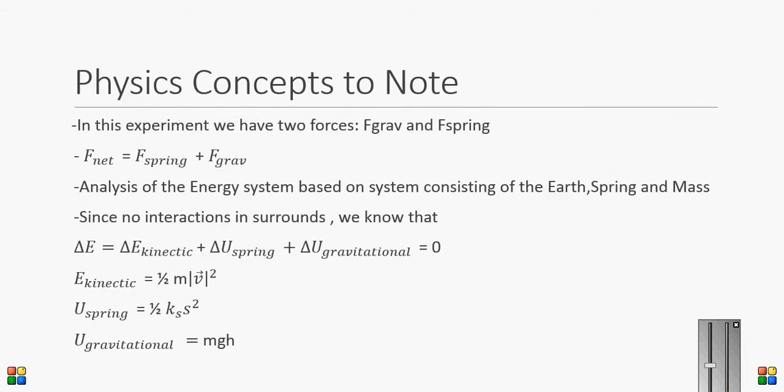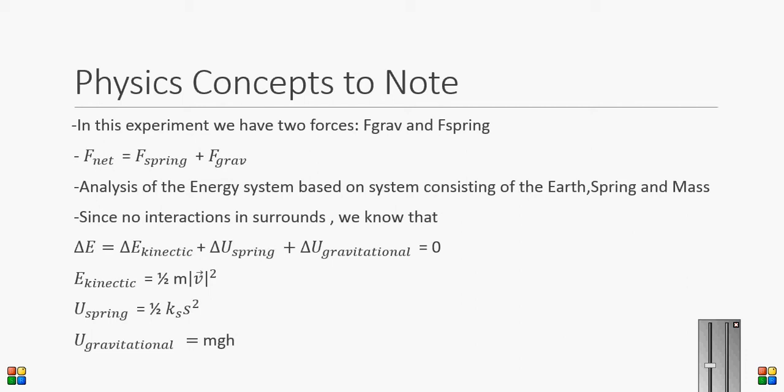principle. So we know from Newton's second law that F net is equal to the sum of our total forces. In this case, it would be the spring plus the gravitational force. We also know analysis of the energy system will be based on the Earth, spring, and mass. And since we have no interactions in our surroundings, we know that delta E would equal 0. Delta E would equal the change in kinetic energy, plus the change in potential of the spring, plus the gravitational potential, and that all being 0.